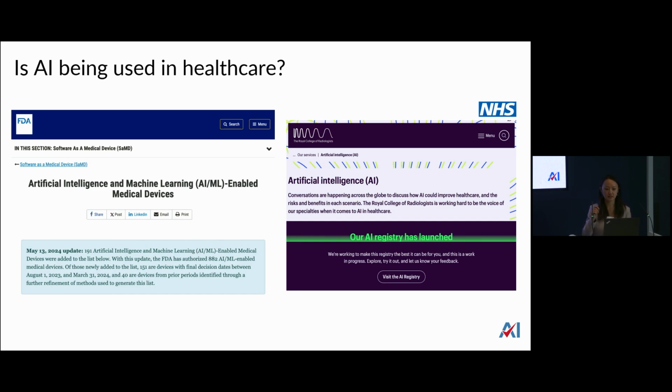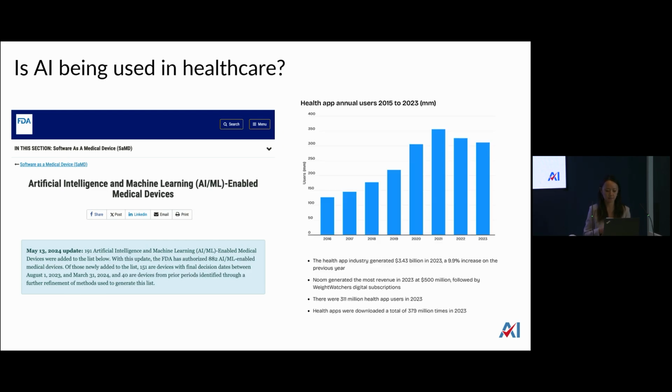Just because these devices are cleared by regulators doesn't necessarily mean that they are being used, and there's lots of different reasons for that. There's also a bunch of direct-to-consumer software in the health space. So, for example, in 2023, there were, I think, 300-odd million health app users. And that's a whole other area when we think about safety and regulation, because often there's no oversight; these aren't all necessarily regulated software. So there's often direct-to-patient, direct-to-public health interventions that fall into that category as well, which doesn't necessarily have third-party validation and evidence behind it.